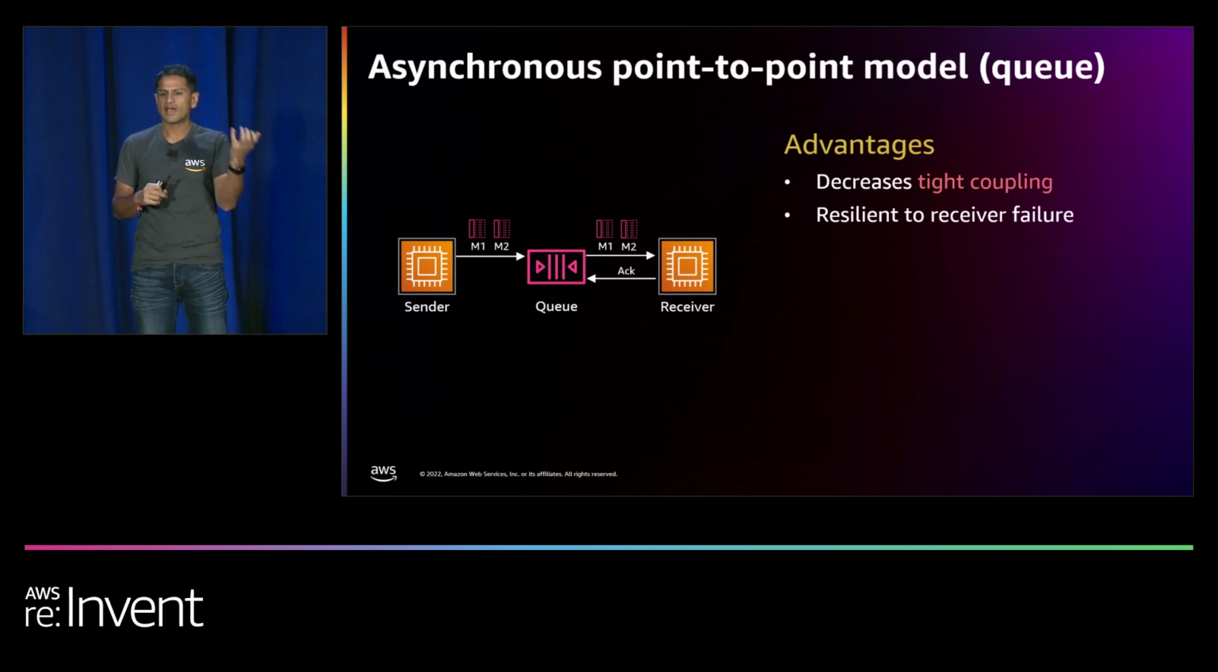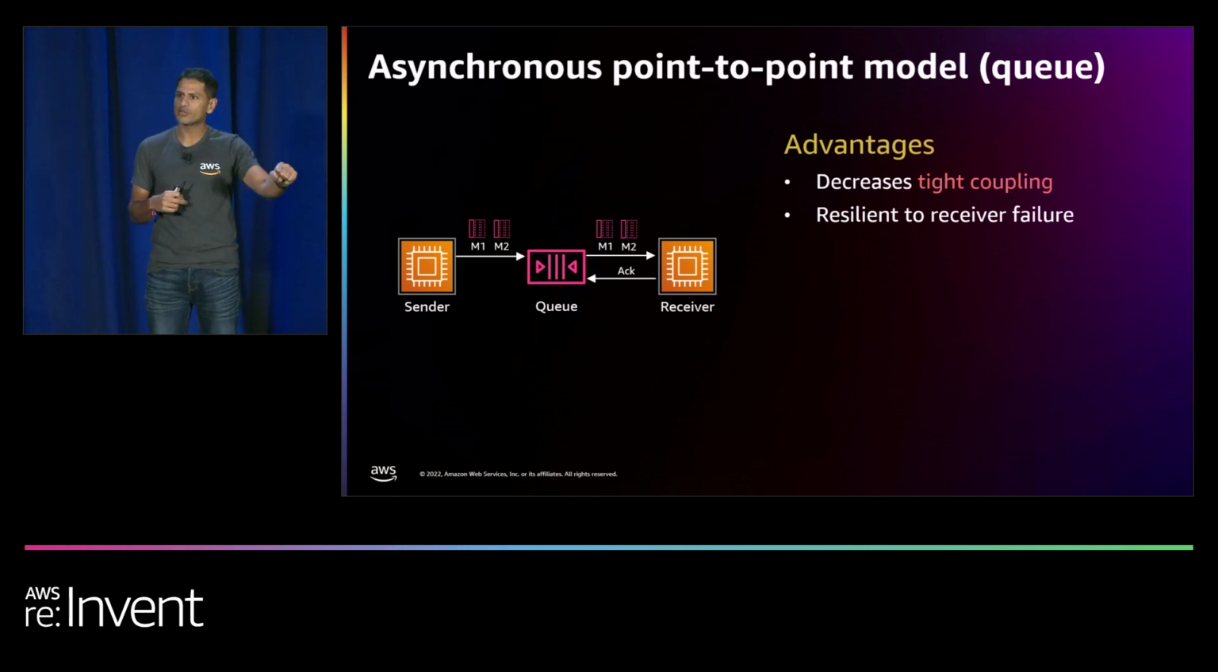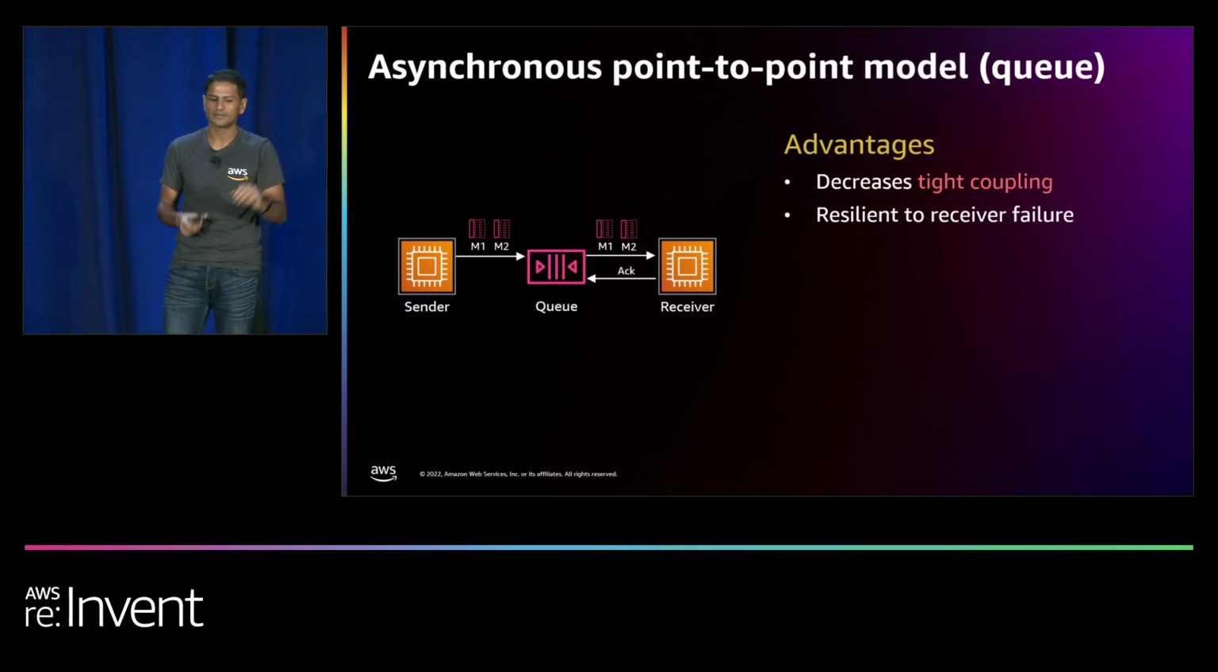As the messages arrive in the queue, the receiver gets a message, it does its processing and sends an ACK back. I would like to emphasize here, the receiver is actually coming to the queue, grabbing the messages, and once it's done processing, sending an acknowledgement back.